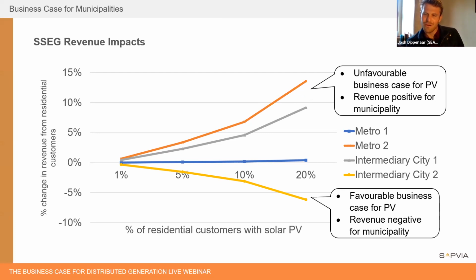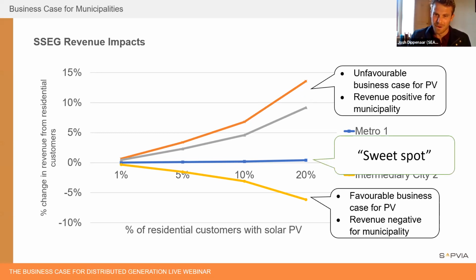And then Metro 1, that blue line that hovers in the middle there, Kim, if you can press the next button, it should just do an animation to show that's the sweet spot that we try and work with municipalities to find, the range where there's a good business case for solar while the municipalities don't have a huge revenue impact. And when the tariffs allow for that, then municipalities feel much more comfortable with the tariff arrangement, and then they're very comfortable to embrace solar, work with solar, and many municipalities around the country have worked into that sweet spot.